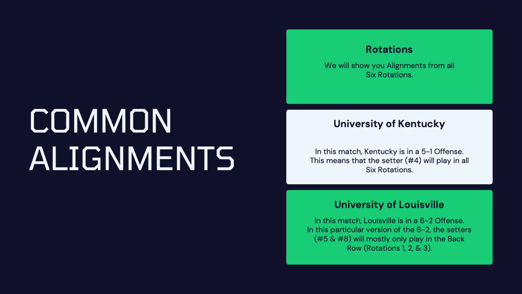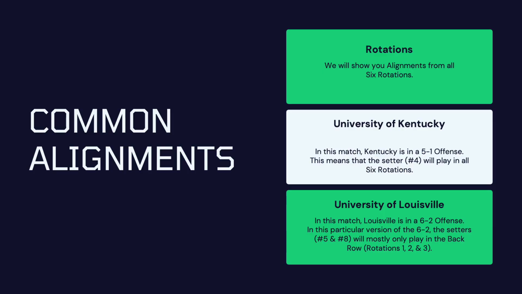We have talked about alignments in previous training series, but remember, alignments are simply the physical formation and placement of our 6 volleyball players on the floor. In this training series of Solving B to the R to the A, we're going to show you some common alignments from all 6 rotations.